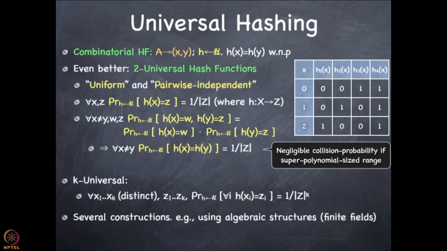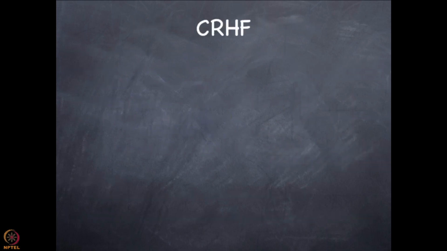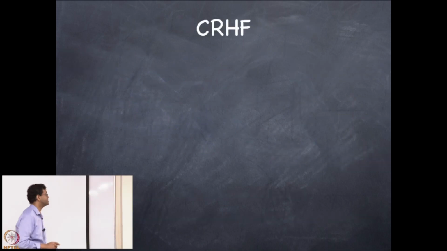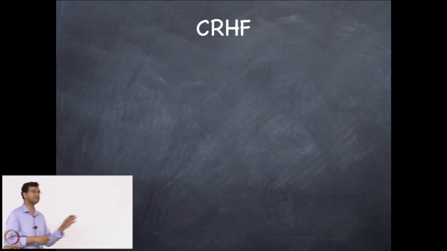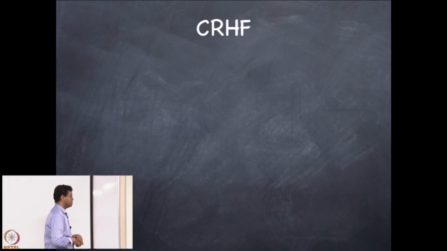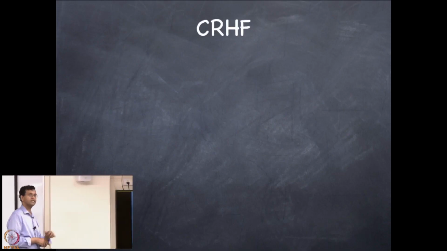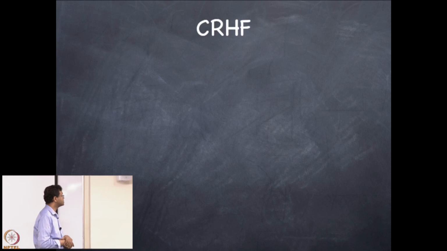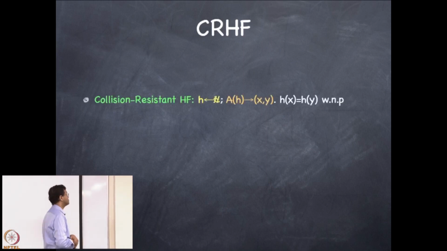And there are several constructions. There are nice constructions. We have gone through them, but since we don't have time, we'll not do that here. Yeah, so just, they exist, right? There are combinatorial hash functions. And we'll have some use for this shortly. How about, I'm skipping some of the other flavors and just jumping to the collision-resistant hash function, which is the most popular one.